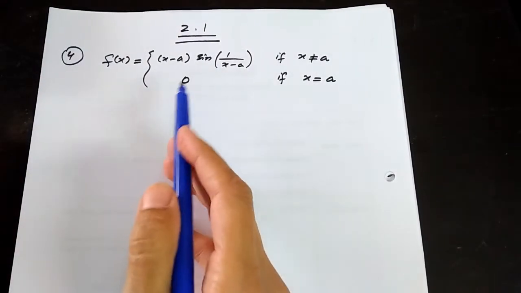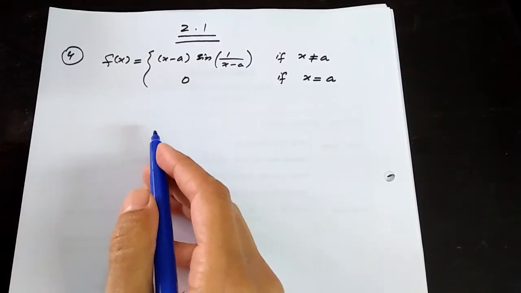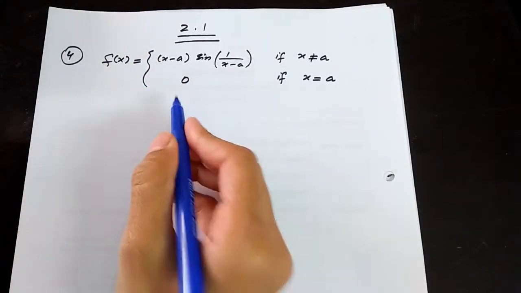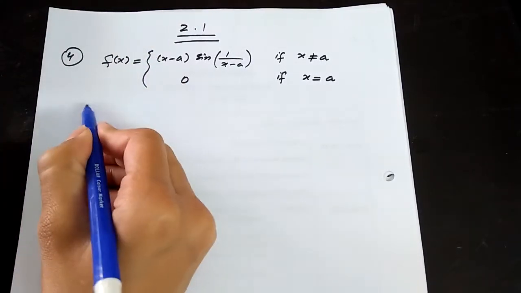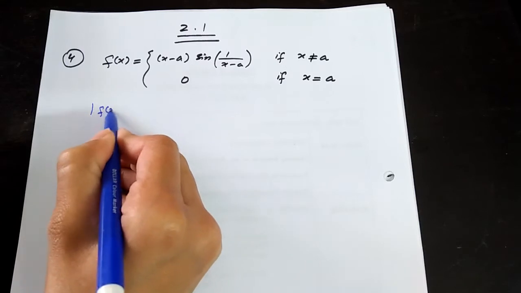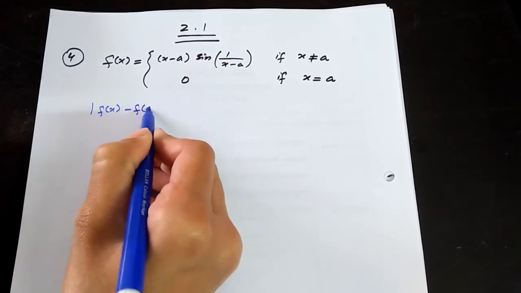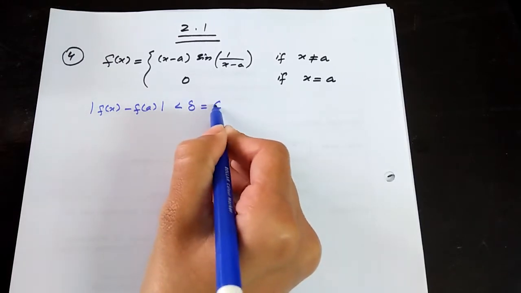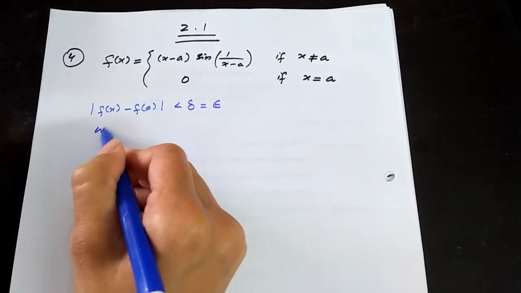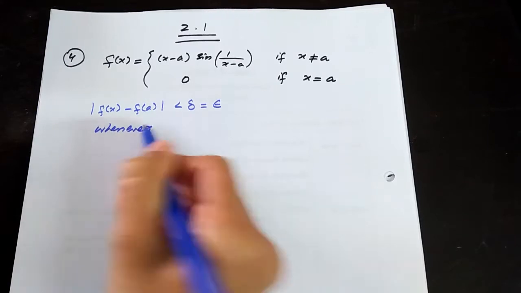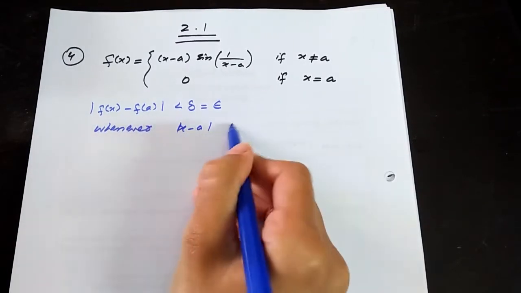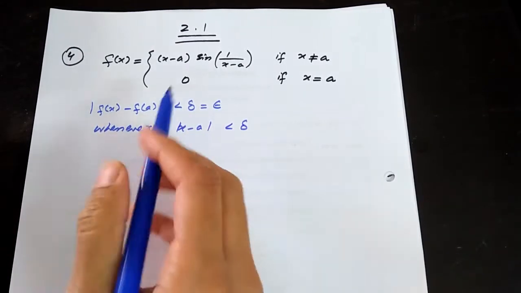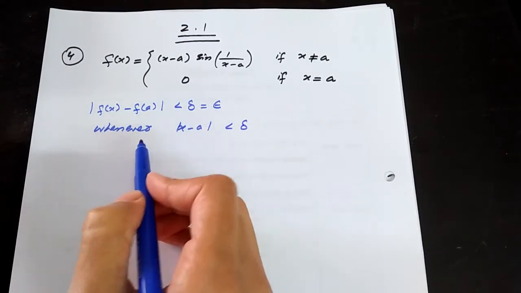Now to prove whether it is continuous and differentiable at x equals a, we will first prove continuity by definition. We know that if we can prove that the absolute value of f of x minus f of a is less than epsilon whenever the absolute value of x minus a is less than delta, then by definition the function is continuous at the given point.